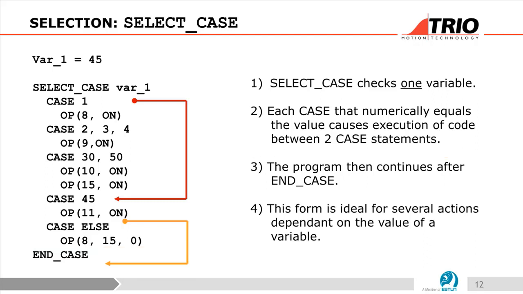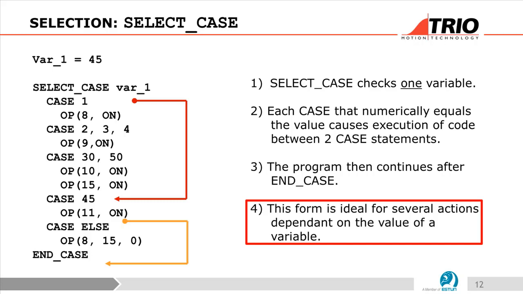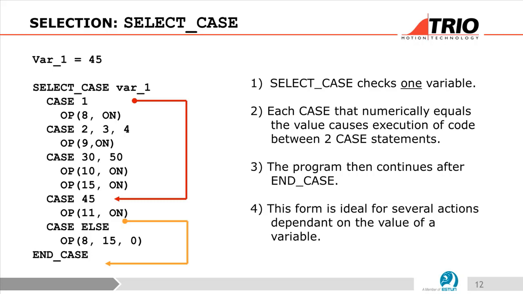You can set a variety of programs and set them as case 1, case 2, case 3. So from case 1 you can execute this. This form is ideal for several actions dependent on the value of the variable. You can actually program it with VRs as well. For example, VR20 is the case: if VR20 is 5, execute case 5; if VR20 is 1, execute case 1.